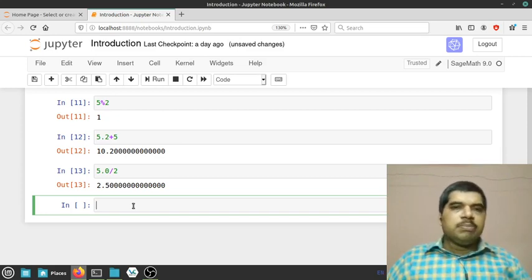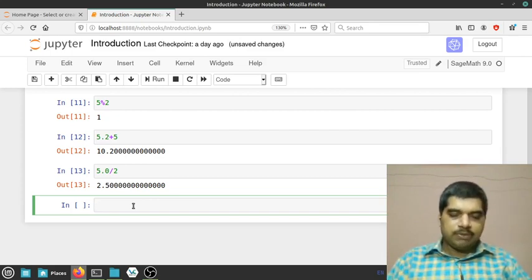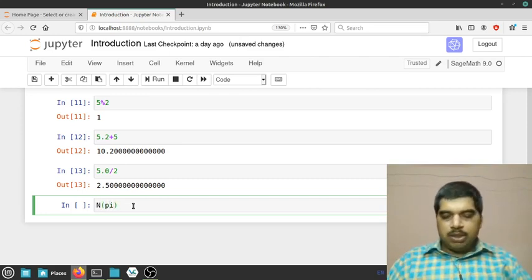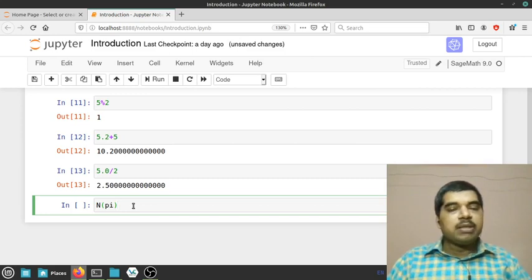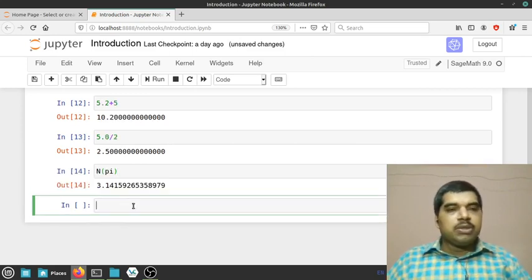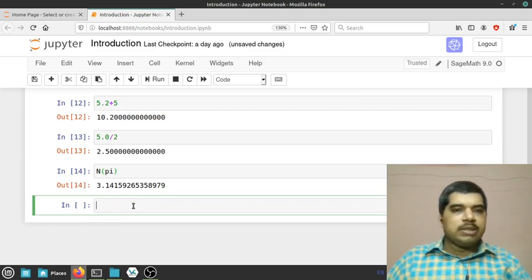Now, all kinds of mathematical constants are also available in Sage, like pi, e, etc. For example, suppose that we want to see the numerical value of pi. That is n of pi, shift enter, so 3.14, etc. The number of digits is determined by Sage because there is a default number of digits to show after the decimal place in the numerical approximation function. We will see later how to change the default number of digits.